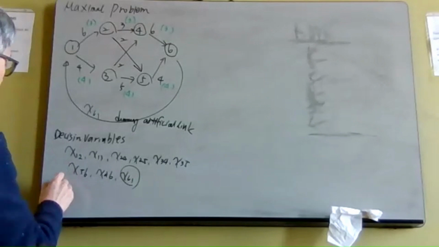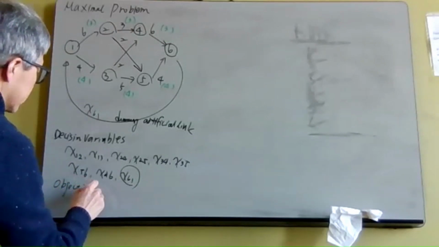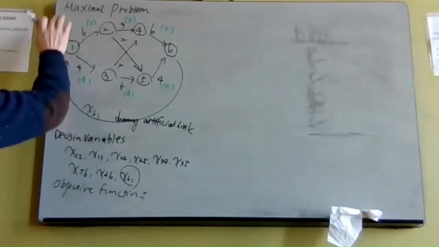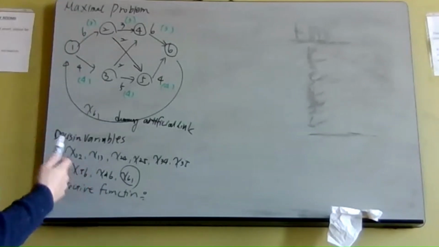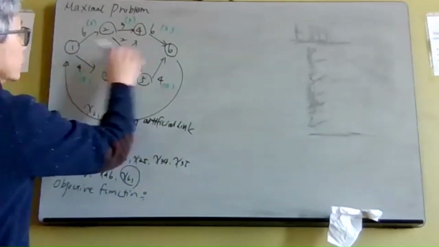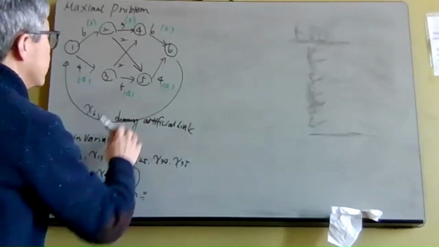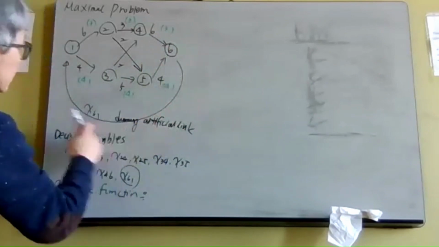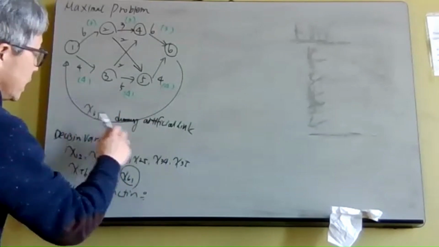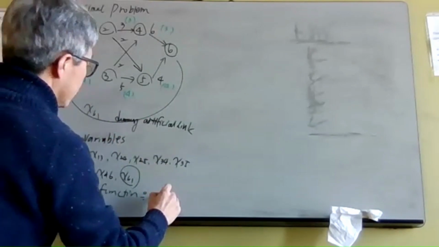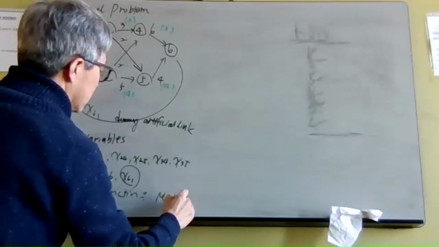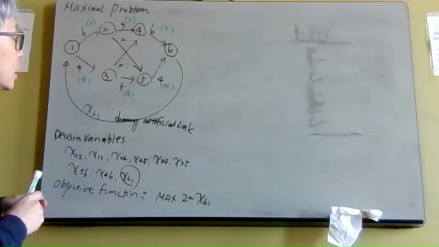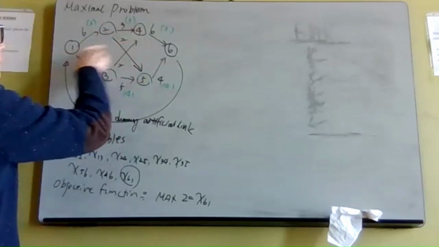Good. The question is, what is the objective function? This is a maximal problem. We try to maximize total flow through this network from 1 to 6. Then we assume all inflow to node 6 will go back to node 1. So this dummy artificial link will be maximized. Our objective will maximize x61. If we maximize this dummy artificial link, we can maximize total flow from 1 to 6.